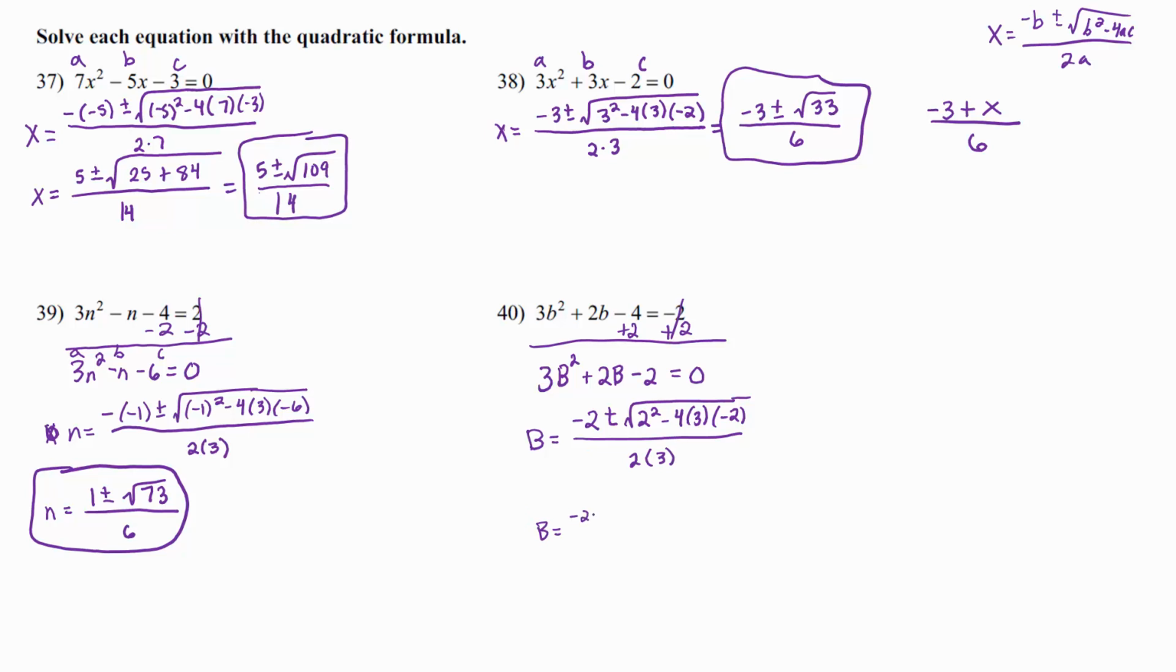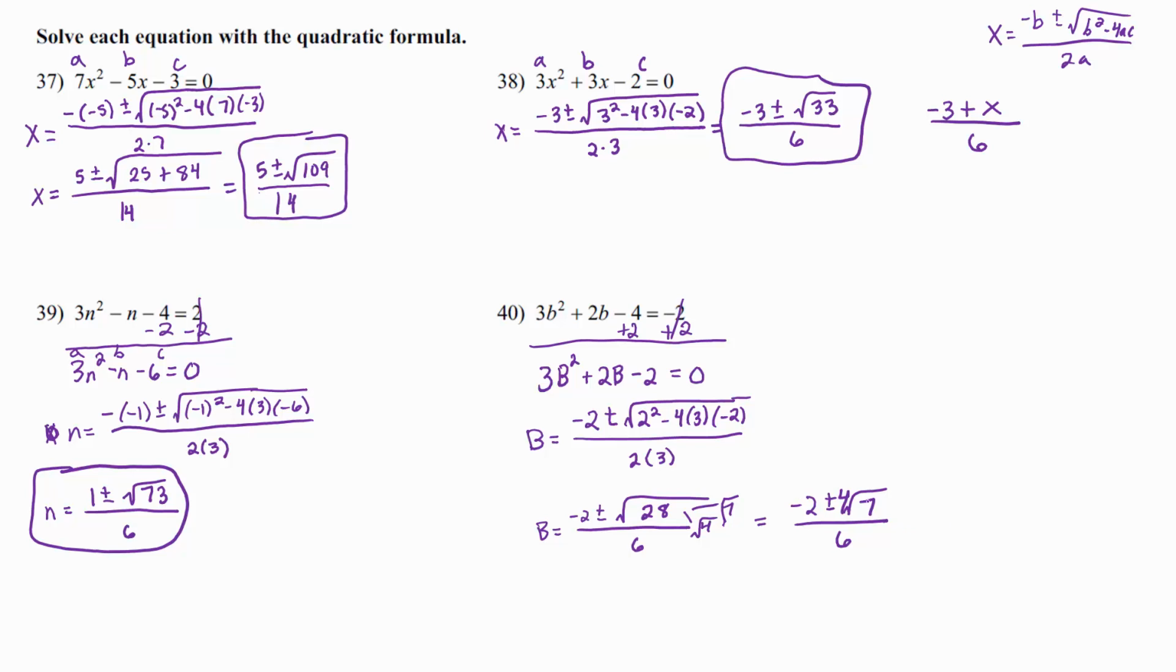So negative 2 plus or minus the square root, we've got 4 plus 24, which is 28. And then we're over 6. Now 28 can simplify. In fact, I feel like we did that earlier. This is 4 and 7, and you can square root 4. So our next step is to write this as 4 square roots of 7.